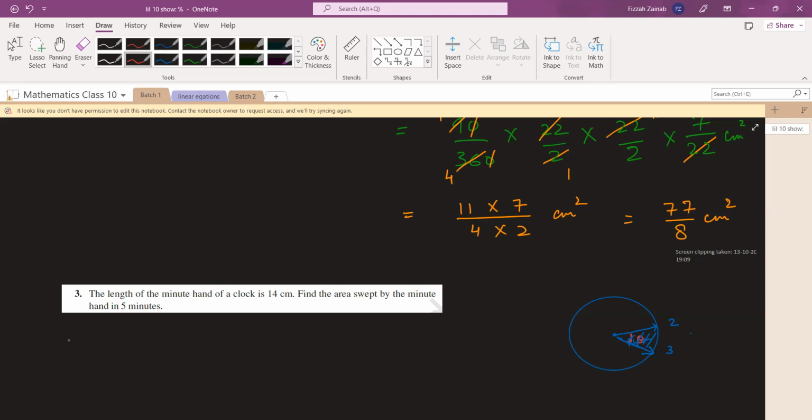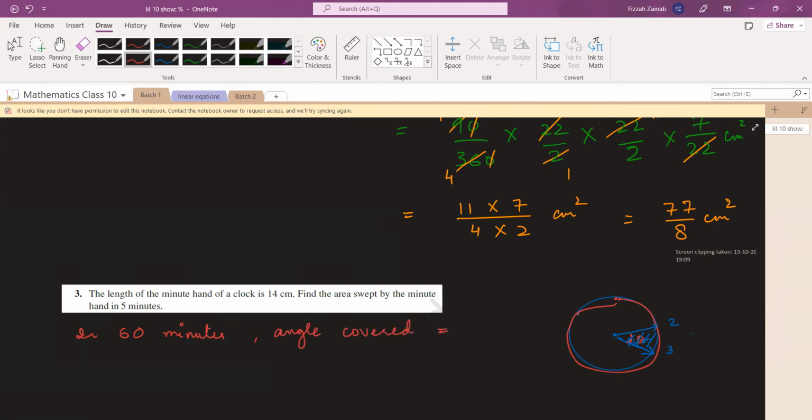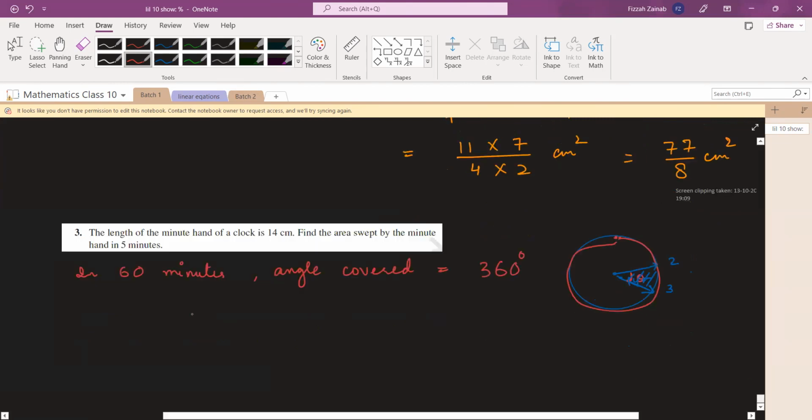Now we know that in 60 minutes, the complete minute hand starts from here, 12, and then it comes back to 12. Understand? In 60 minutes, that we know. So in 60 minutes, the angle covered is how much? That means 360 degree. That means a complete circle. So in 1 minute, what will be the angle covered? It will be 360 degree divided by 60. Correct?